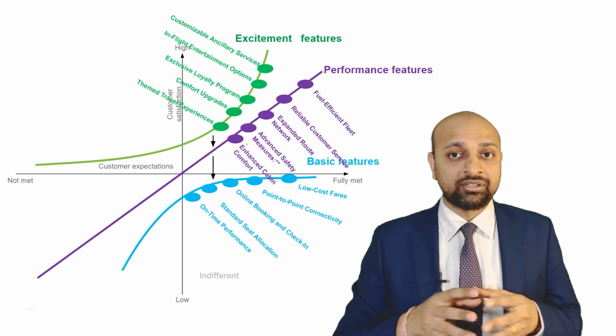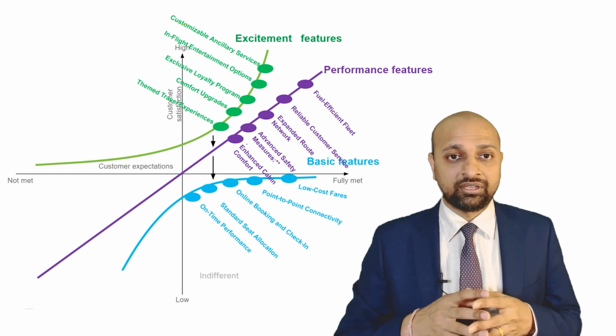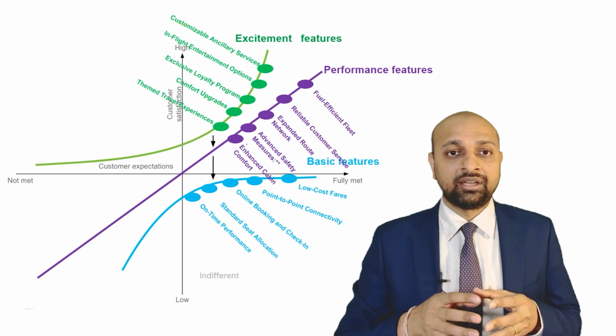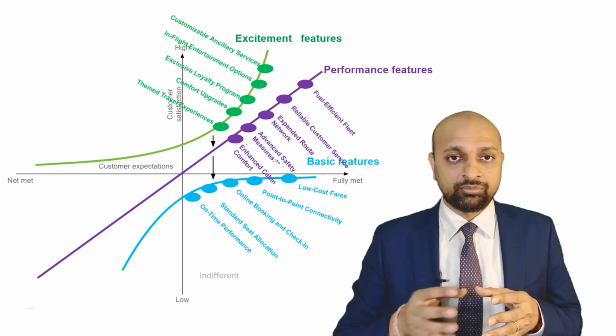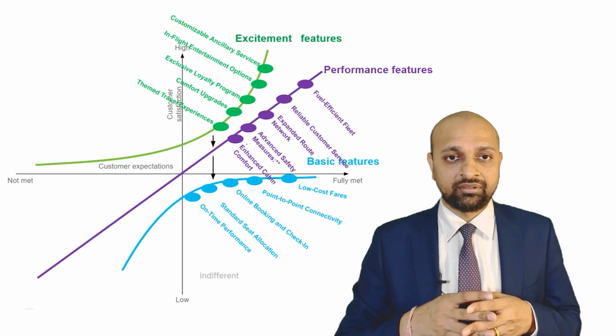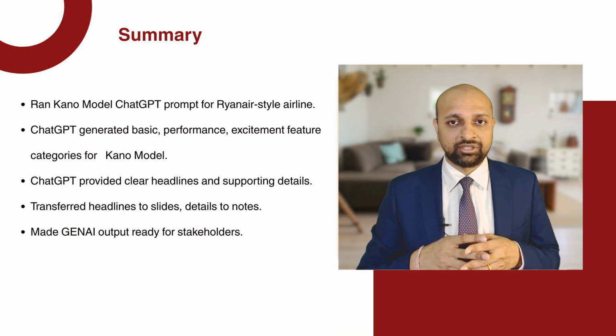Now I have ported the response generated by ChatGPT into our Kano model template. I've taken only the feature headlines, discarded the detailed descriptions, and mapped each feature to the respective graph lines. I've mapped all the excitement features to the green line, performance features to the purple line, and basic features to the blue line.